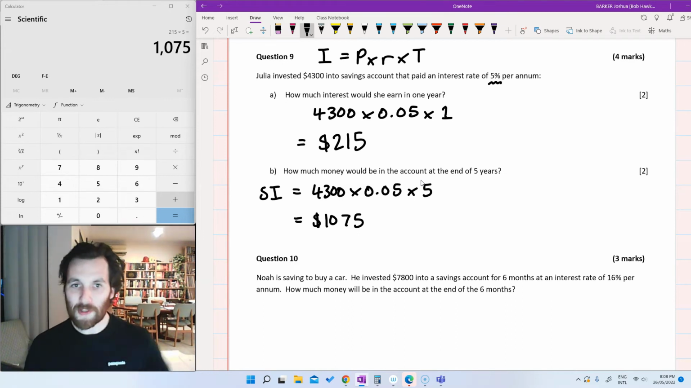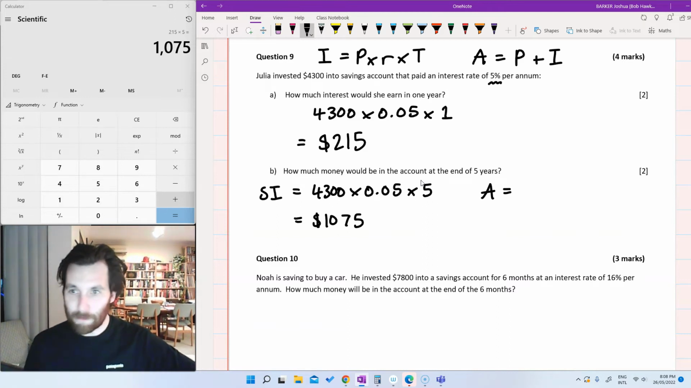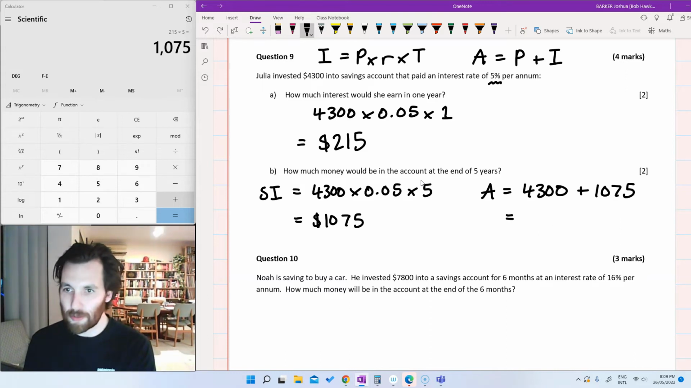Now we've got to do something a little bit different as well. The question's actually asking how much money is in the savings account in total at the end of the 5 years. So to find the final amount, I've got to take the principal, the amount that we started with, and then add on any interest that was earned. So in this case, the final amount that's going to be in the account, we're going to have the 4,300 that we started with, and we're going to add on the 1,075 that was made in interest, which will give us a nice total of $5,375. Let's write my dollar sign.